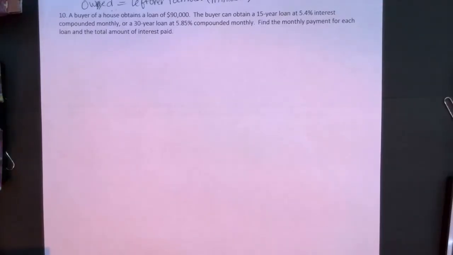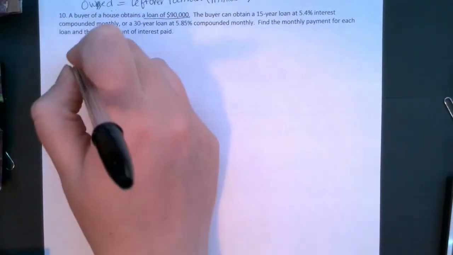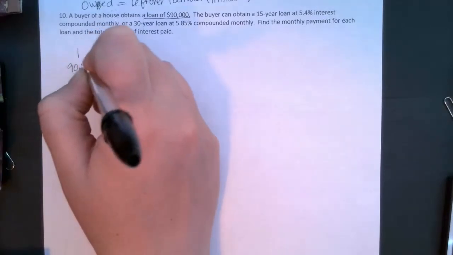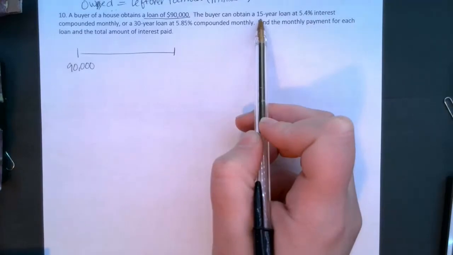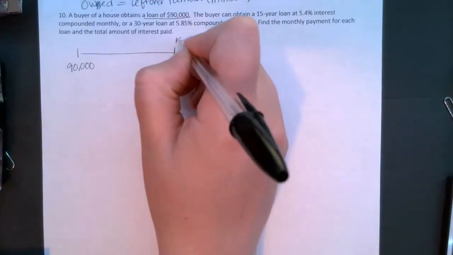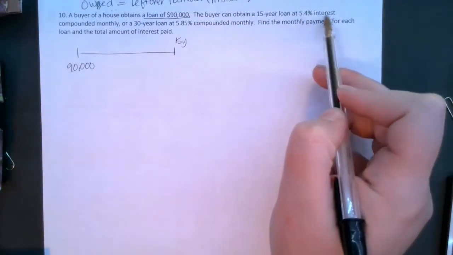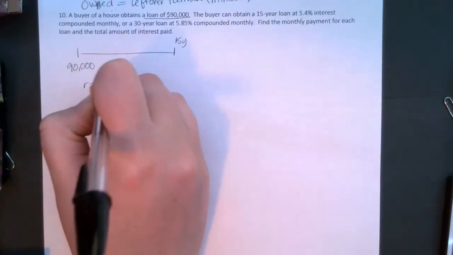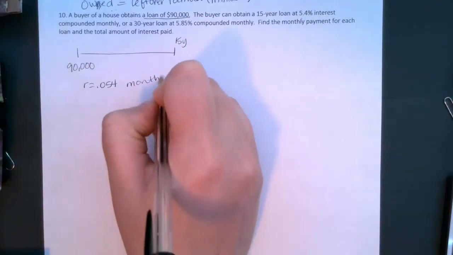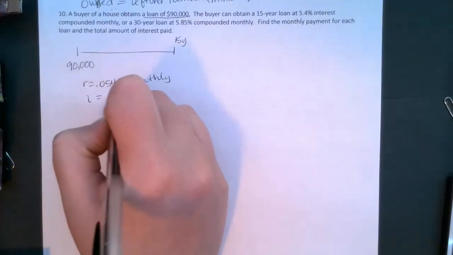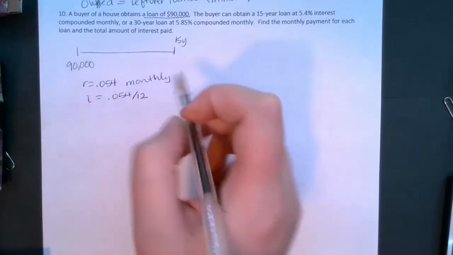Alright, so we're going to look at an example of this just so you all see it all together. So we're going to do number 10. The buyer of a house obtains a loan of $90,000. So again, we're going to make our timeline automatically. We know that $90,000 is over here because that's the loan amount. The buyer obtains a 15-year loan, so we know it's for 15 years at 5.4% interest, so our R is 0.054. Monthly, so that means I is 0.054 over 12.